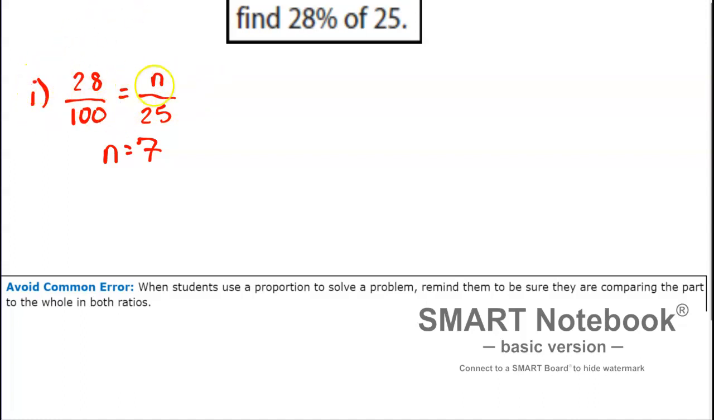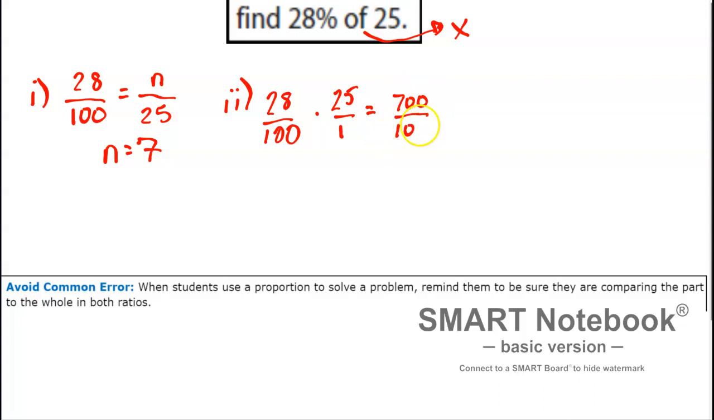Okay, now let's look at another method. Okay, the other method is where you guys simply take 28% over 100. Now this word here, okay, as you'll see today as we study it, it means multiplication. So you can easily take that times 25, which gives us 700 over 100, and we also get 7, okay?